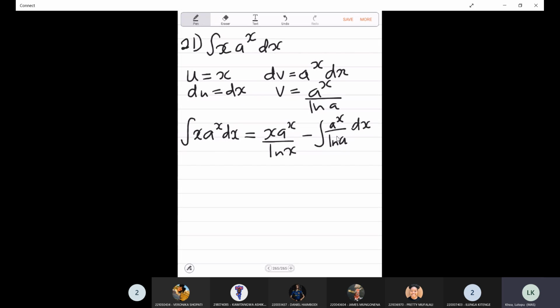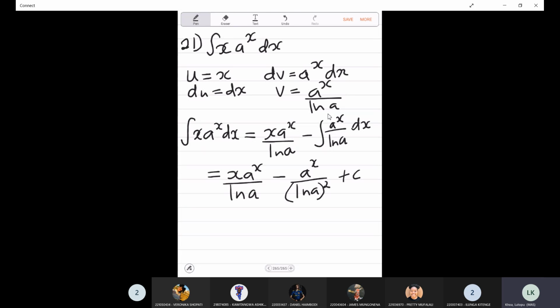Okay, ln of a is a constant, so it can go outside, and then we integrate a to the power of x, which is a to the power of x over ln of a. So this integral will give us x, a to the power of x over... why do I have ln of x here? This should be a. So we have ln of a minus a to the power of x over ln of a squared, and then you add your constant of integration. Okay, that's 21.